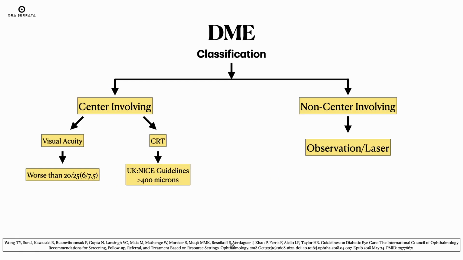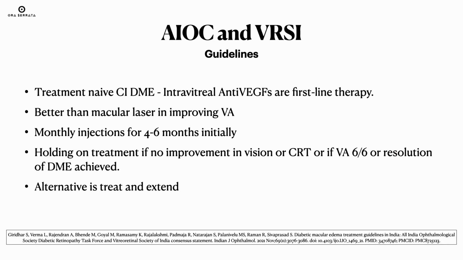However, when considering center involving DME, we also need to take into account another factor, that is the central retinal thickness. So in this example, according to the UK NICE guidelines, if the central retinal thickness is more than 400 microns, then it qualifies for treatment. So in case of treatment-naive center involving diabetic macular edema with visual acuity less than 6/9, always the first line of therapy is intravitreal anti-VEGFs.